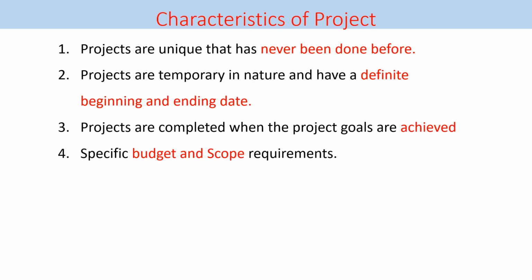And the fourth one is the specific budget and scope requirements of the project. For a project, there is a specific budget and also a scope, that is, the boundary or the goal that the project is going to achieve. So these are specific. Actually, when we are doing a project, the budget may rise or the scope may be changed.